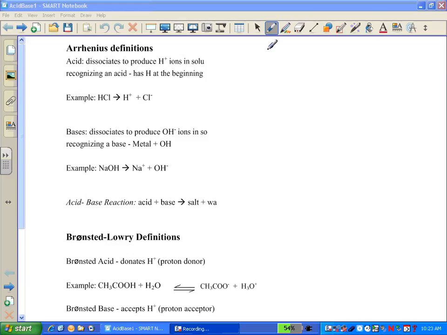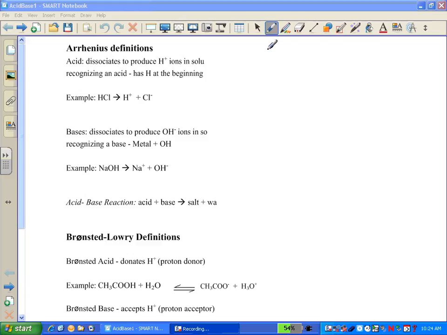The first thing that we'll do is discuss the definitions of acids and bases. There are three definitions of acids and bases, each becoming more and more broad in their ability to help us understand acids and bases. Although we have three, each have their own specific uses as well. The first definition of an acid and base is the Arrhenius definition.